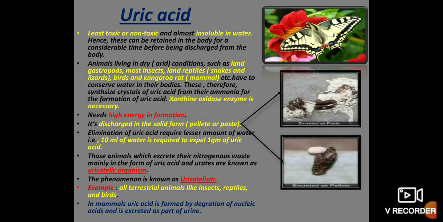Elimination of uric acid requires a lesser amount of water, that is, 10 ml of water is required to expel 1 gram of uric acid. Those animals which excrete their nitrogenous waste mainly in the form of uric acid and urates are known as uricotelic organisms, and the phenomenon is known as uricotelism. In mammals, uric acid is formed by the degradation of nucleic acid and it is excreted as a part of urine. Examples are all terrestrial animals like insects, reptiles, and birds.